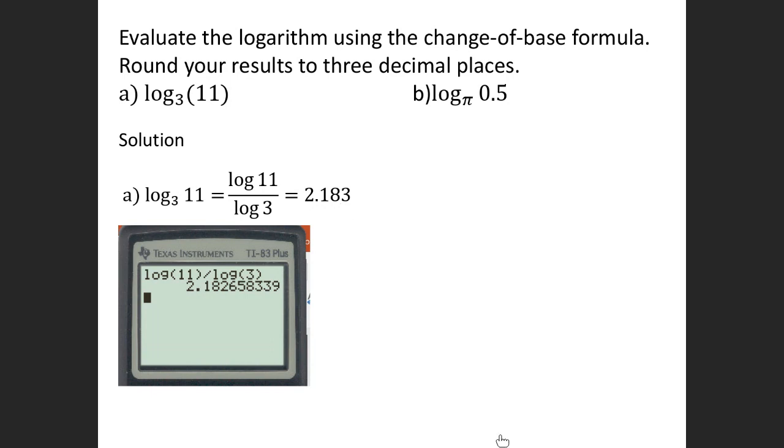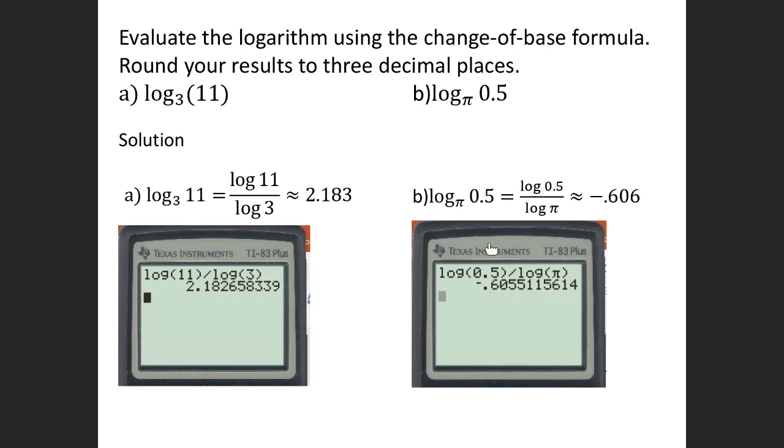Okay, so let's look at the next one. For B, same thing here. We would have log of 0.5 as our numerator, and then the base would be in the denominator, log of pi. Notice that I'm not using equal signs here because it's not an exact answer, it's an approximation. If we put this in the calculator, then we end up with negative 0.606. So we want to make sure that we're rounding to 3 decimal places.